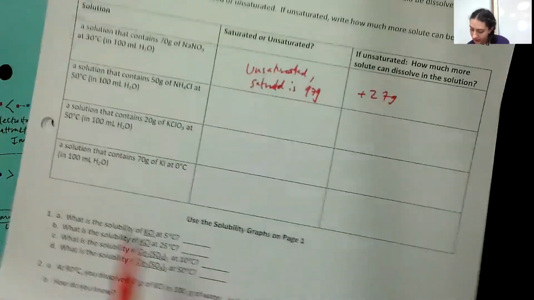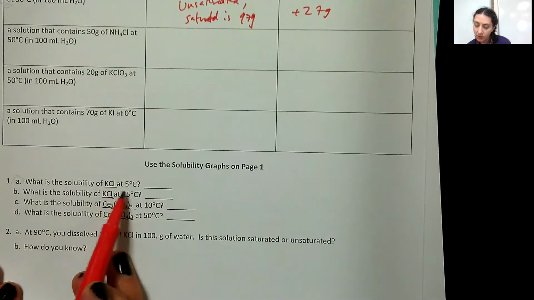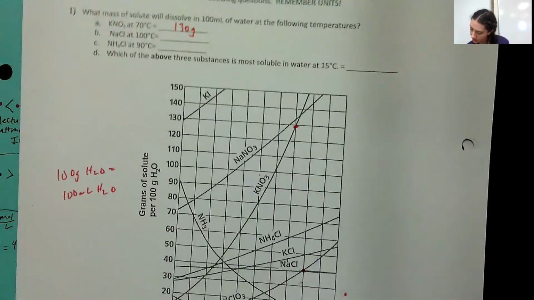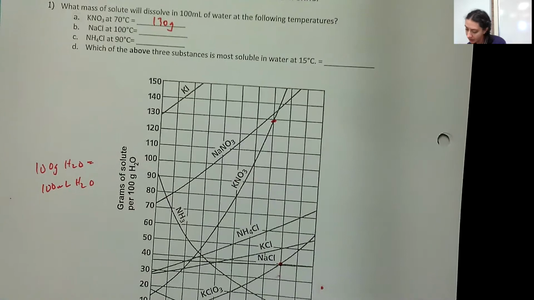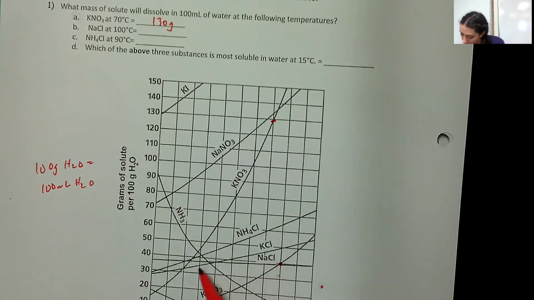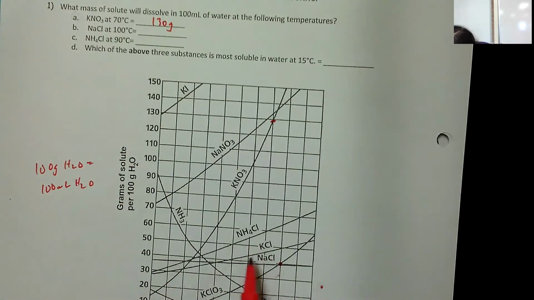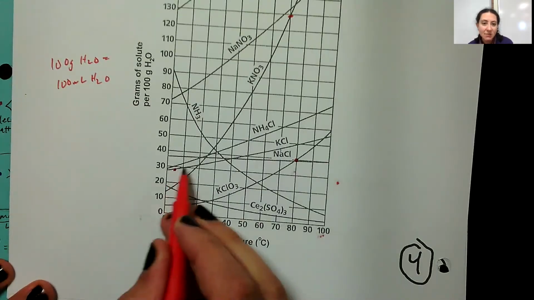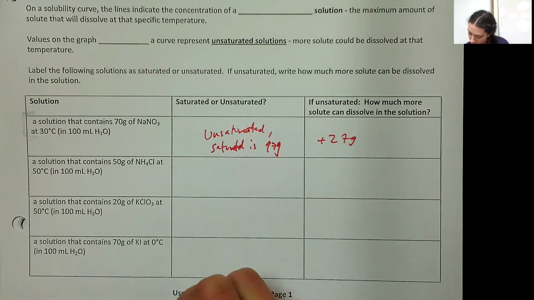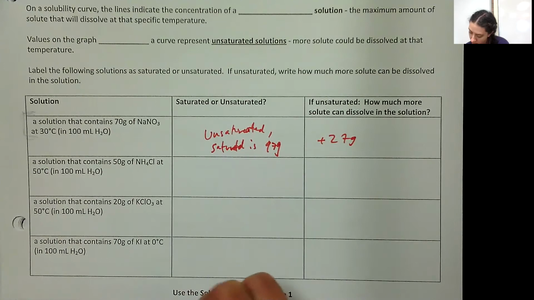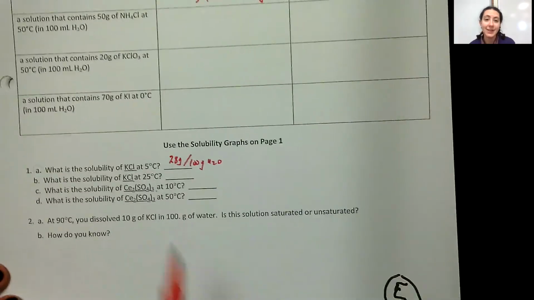Okay, here, let's try another one. What is the solubility of potassium chloride at 5 degrees Celsius? So at 5 degrees Celsius, potassium chloride is right here. Let's see if I can find that line. Right about there. That looks like maybe 28. Oh, sorry, you can see it right there. Potassium chloride, 5 degrees. I'm going to go with like 28 grams per 100 grams of water. Oh, sorry, there it is. You can see it.